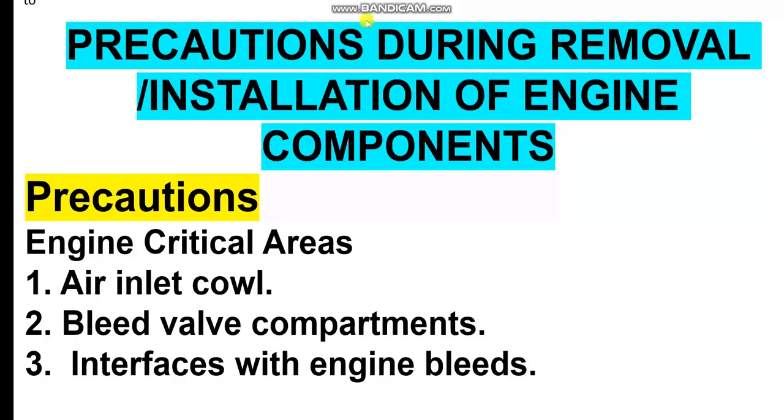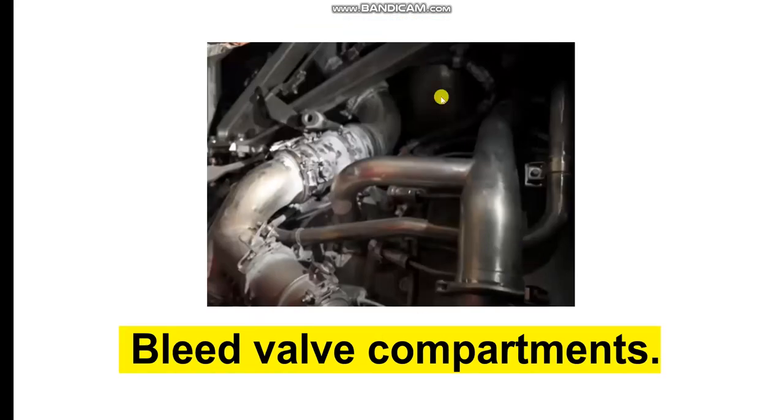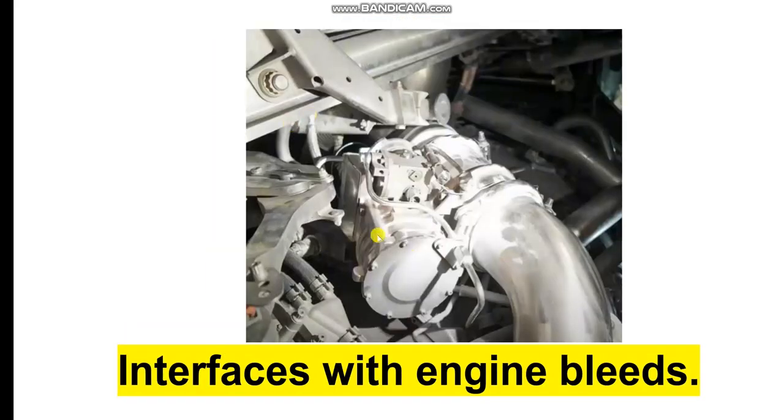Other items: here, precautions during removal and installation of engine components. There are critical areas in the engine, such as air inlet cowls, bleed valves, and the interface with bleed valves. Why are these areas very important and in need of precautions? This is one area, the air inlet cowl, and this is the bleed valves, and this is the interface.